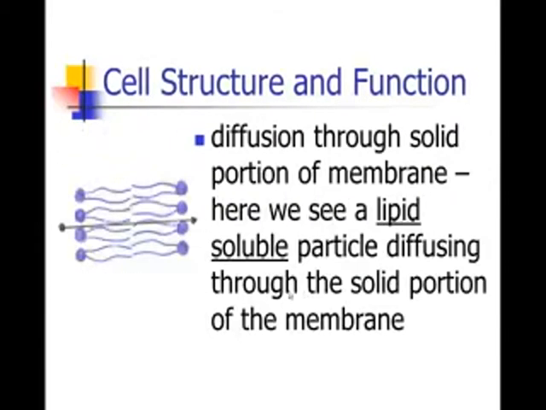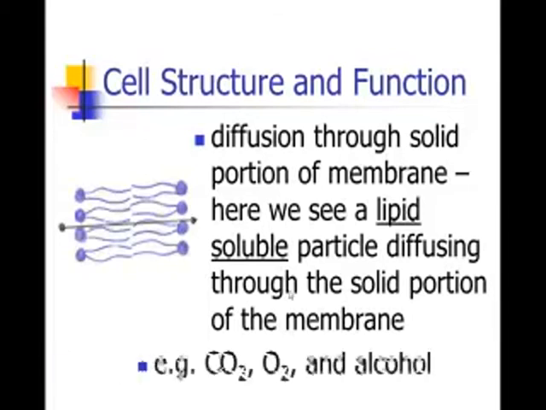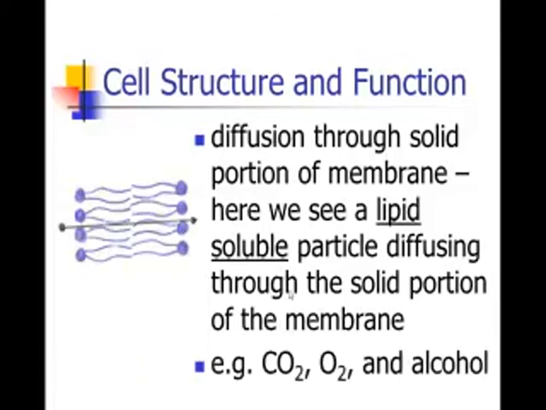So here would be an example of a molecule starting on the left-hand side of your screen and diffusing through the solid portion of the membrane to the right-hand side of your screen. It could be leaving the cell or entering the cell. Examples of molecules that are lipid-soluble and relatively small are carbon dioxide, oxygen, and alcohol. So these things can go through membranes relatively quickly.